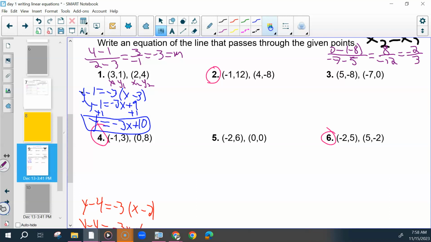When you have an ordered pair that has a 0 in it, use that. It'll make your life a little bit easier, a little less work to do. Sometimes it's not the case. So I'm going to use this second point. You could still do the first and you'll get the same answer. So this would be y minus 0 equals negative 2/3 times x minus a negative 7.